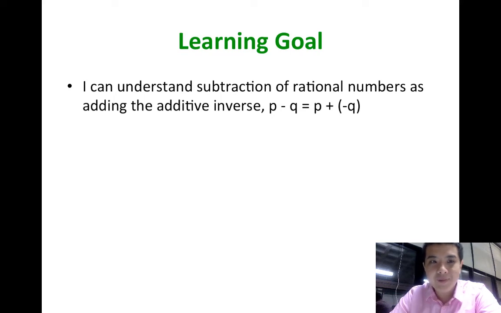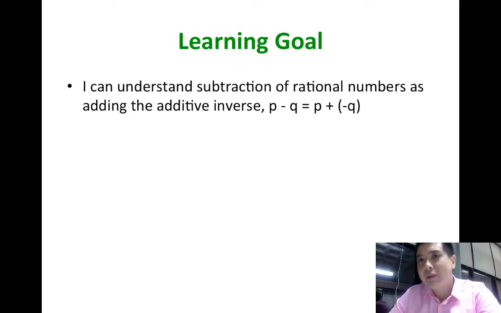Hello class, welcome back. Today's learning goal is I can understand subtraction of rational numbers as adding the additive inverse. P minus Q equals P plus negative Q. So the additive inverse is simply the opposite of a number.